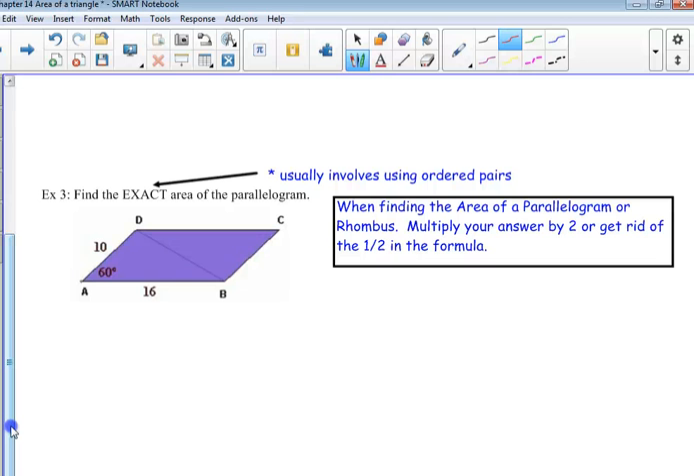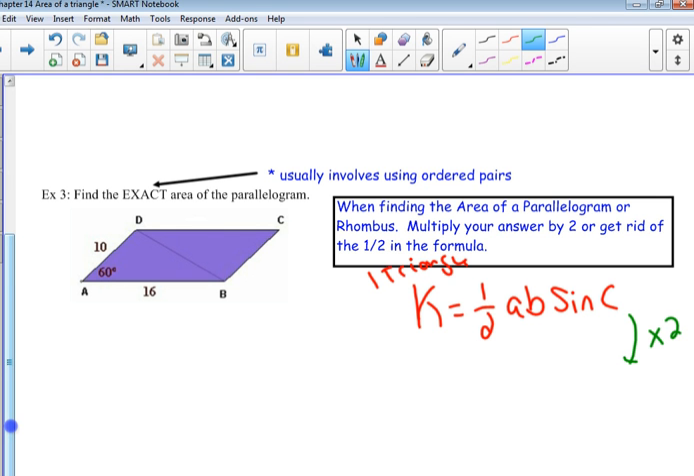Now, when I asked you in the beginning, how many triangles are in a parallelogram? So 2. Okay. Do we have an area of a parallelogram formula? No. But this is for a triangle, right? So if this is for one triangle, what do you guys think we're going to have to do? Times it by 2. Oh, very nice, guys. So if you're going to try to find a parallelogram, all we have to do is times it by 2. Because there's really 2 triangles.